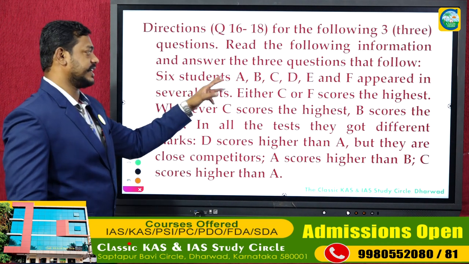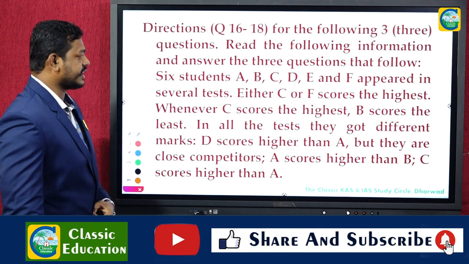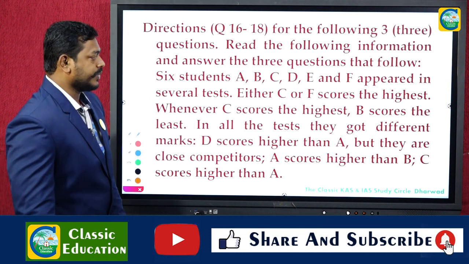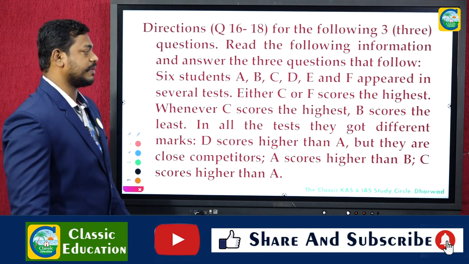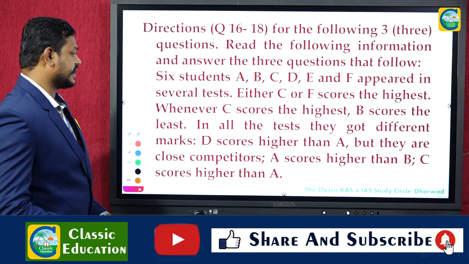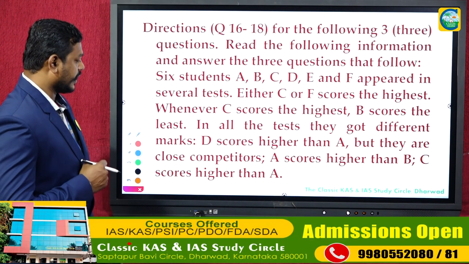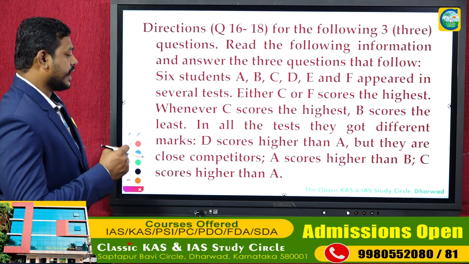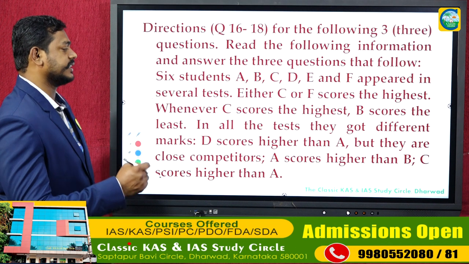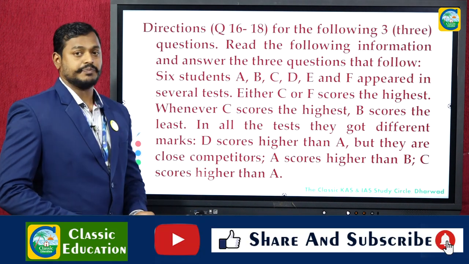Six students A, B, C, D, E, and F appeared in several tests. Either C or F scored the highest. Whenever C scores the highest, B scores the least in all the tests; they got different marks. Then D scores higher than A, but they are close competitors. A scores higher than B, then C scores higher than A.